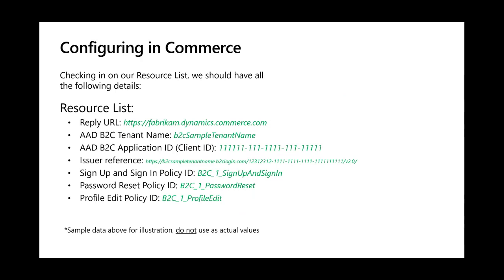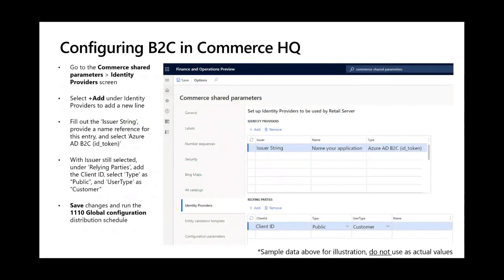You'll also see it prefixed before your b2clogin.com domain. It's the first part leading up to the period. So there are multiple ways to reference that tenant name. We've also collected the AAD B2C application ID, or the client ID. We just collected the issuer reference. And then we have our different policy IDs as we created those different user flows. So now we can navigate to Dynamics HQ and do that configuration for this B2C tenant.